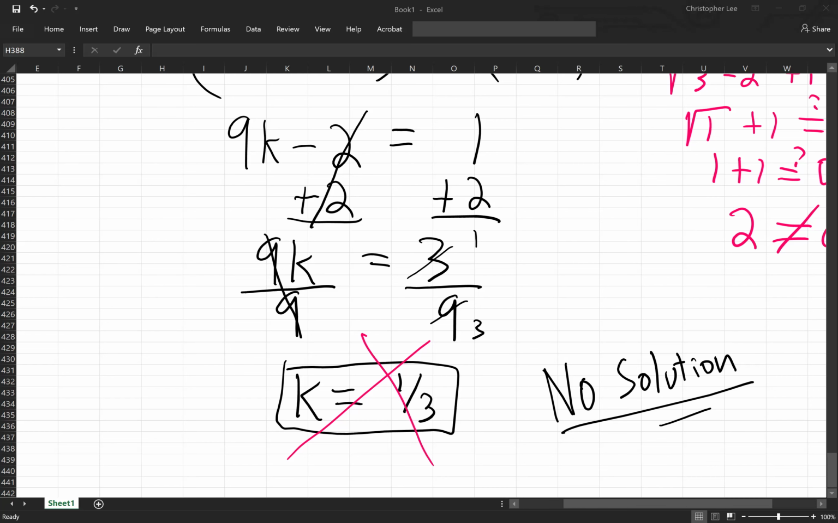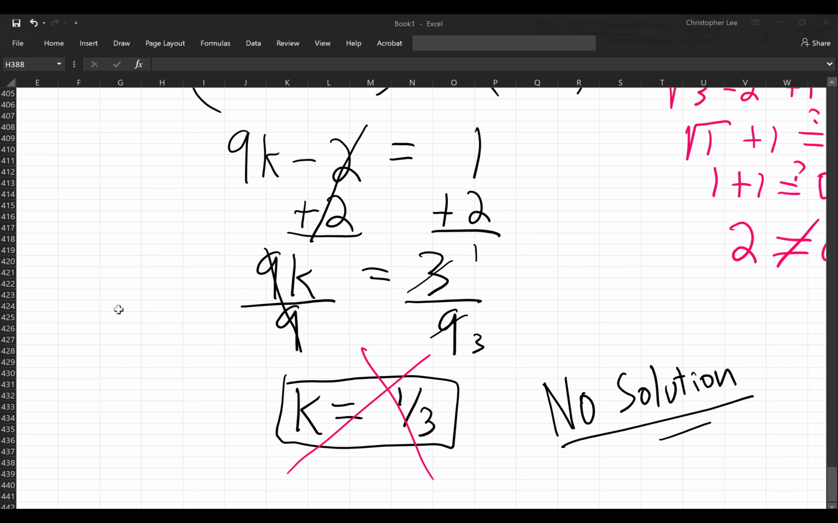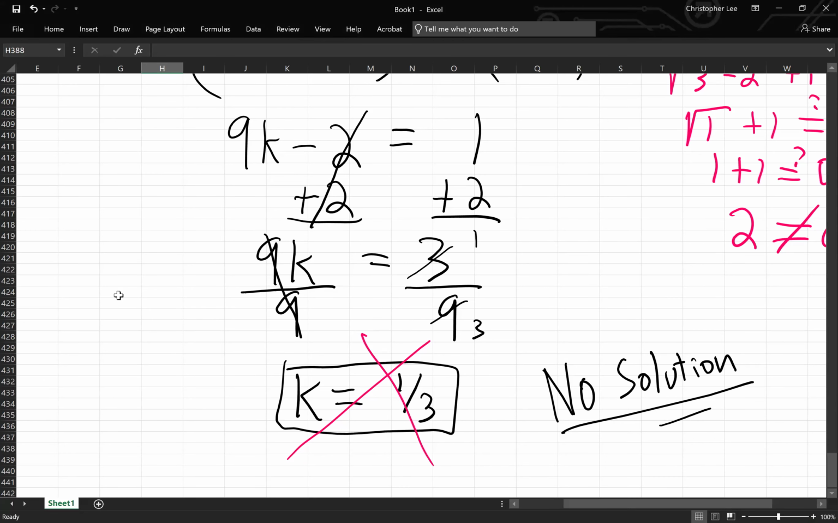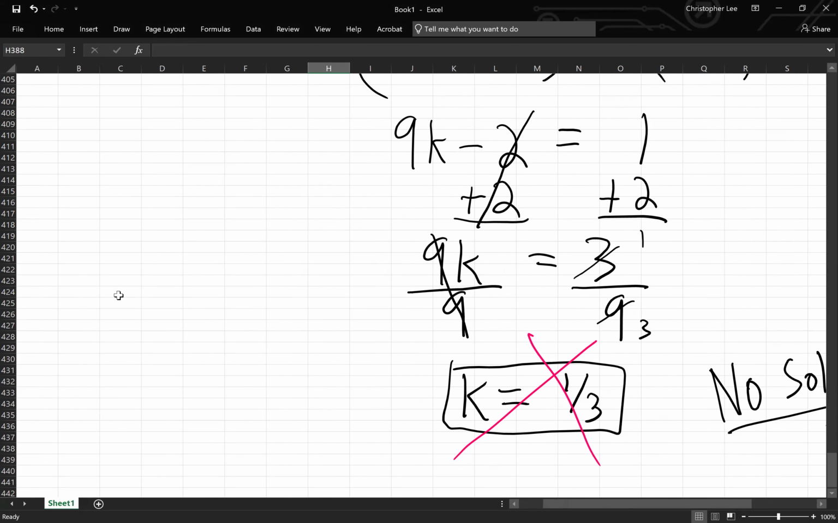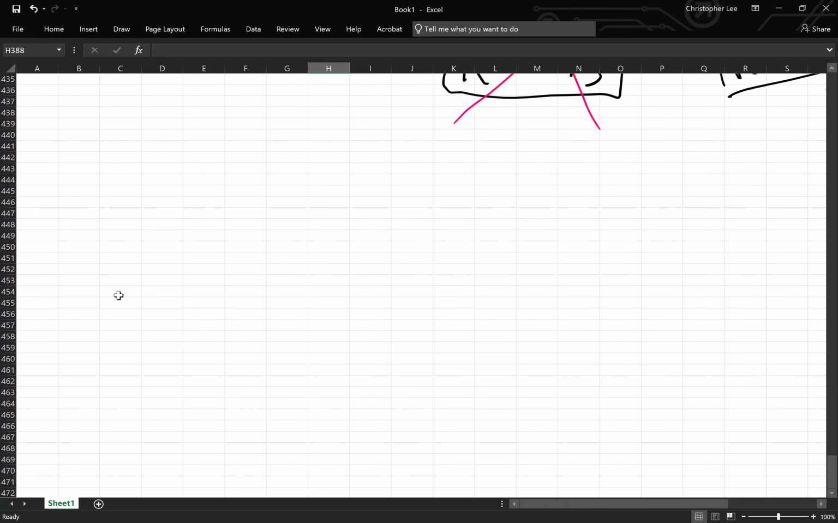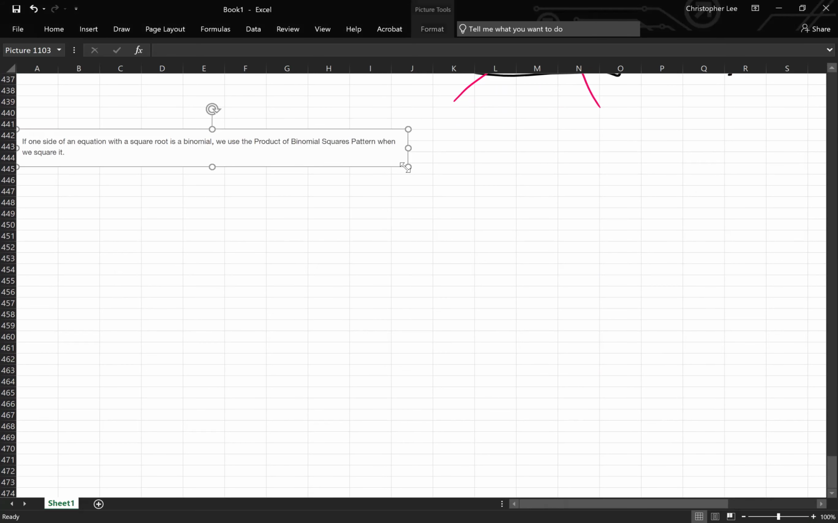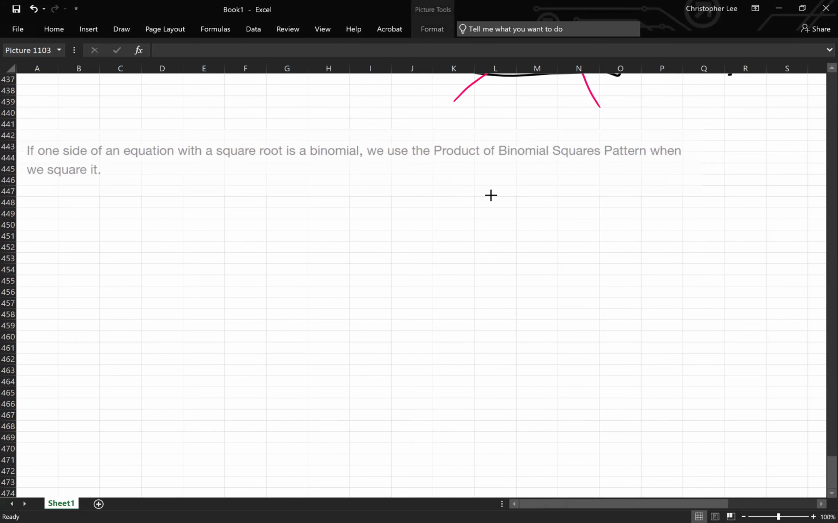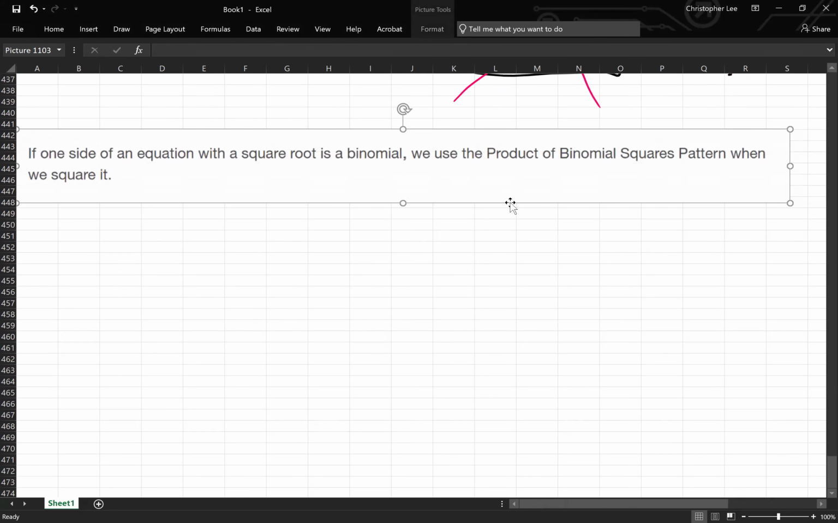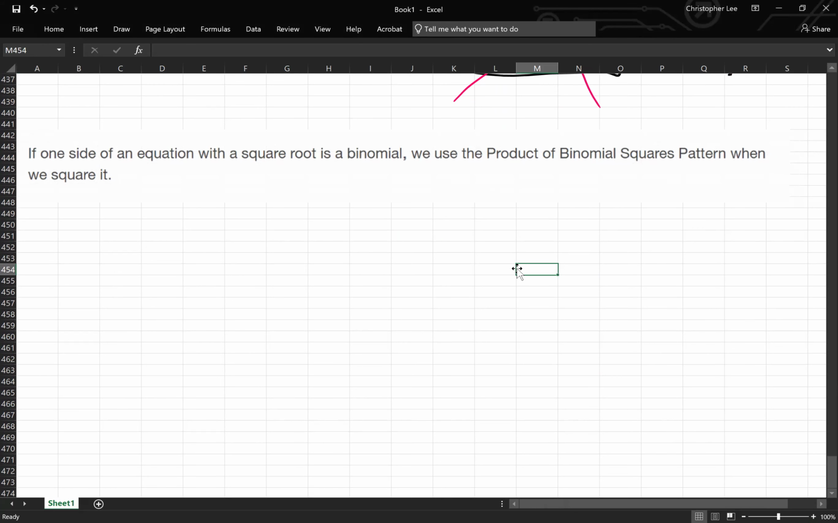All right, this next part right here. This is not a mandate. This is a suggestion. I leave it up to you guys to do what you feel is best. So here it is. Let me just make it big enough. If one side of an equation with the square root is a binomial, we use the product of binomial squares pattern when we square it.